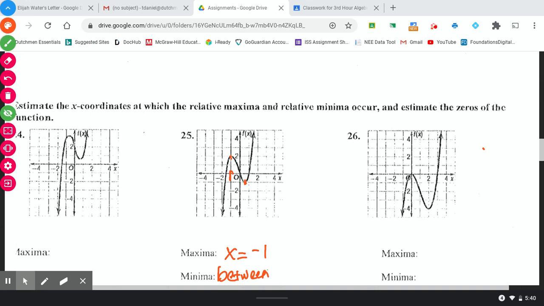Okay, or you could put the b slash in like I did on the other one, between x equals 0 and x equals 1. Okay, because it's somewhere in between there. We don't know exactly which one it is.